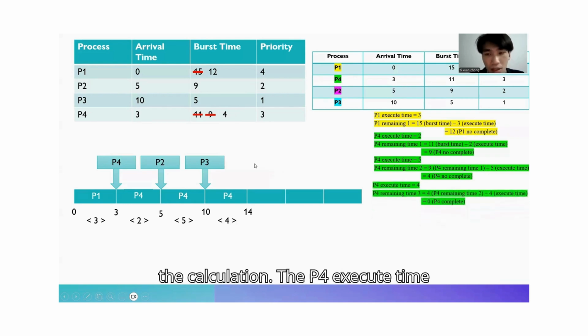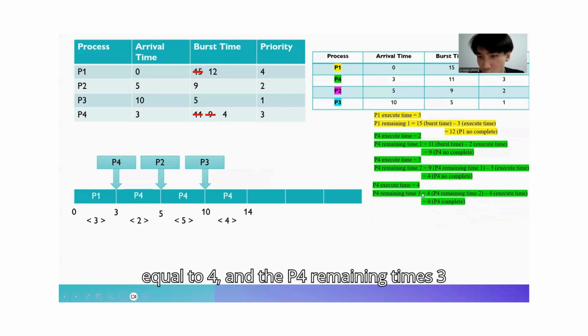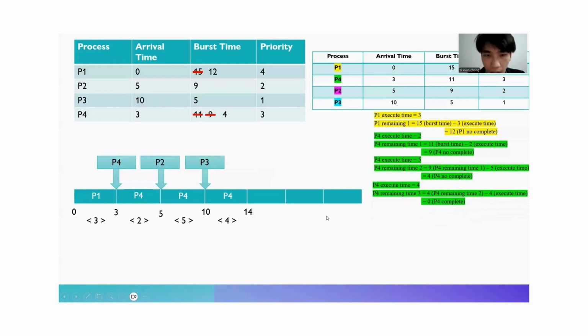You can see the calculation. The P4 execute time equals 4, and the P4 remaining time 3 equals 4 minus 4 equals 0. P4 is complete. P4 now stops at time 14, because the remaining time equals 0, so it is complete. So it is preempted at time 14.